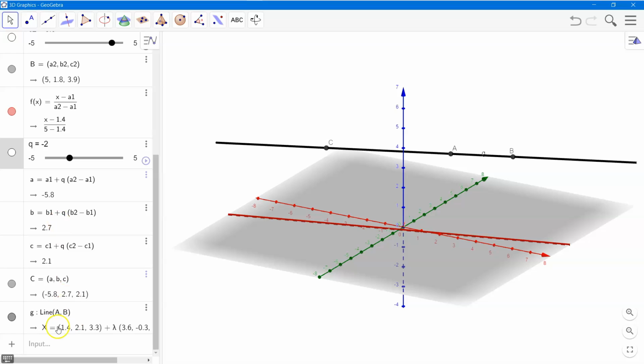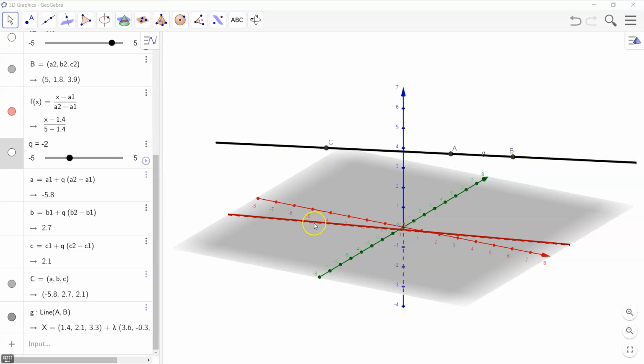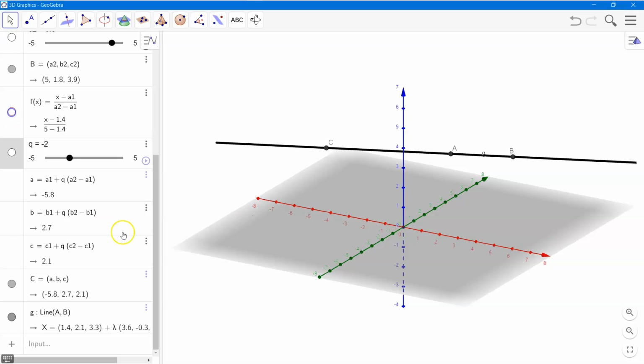So that is the equation of a line passing through 2 points. This C actually gives us an arbitrary point on this line. Now here, this red line is actually not required because it created a function here, so it has plotted that also, which we don't need. We have to focus only on this black line.